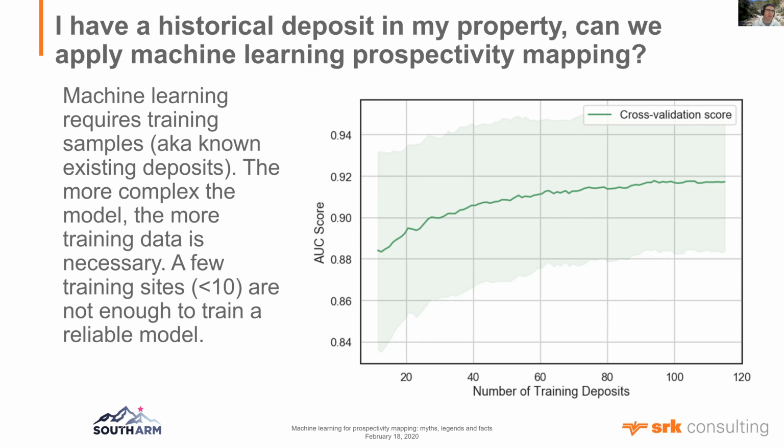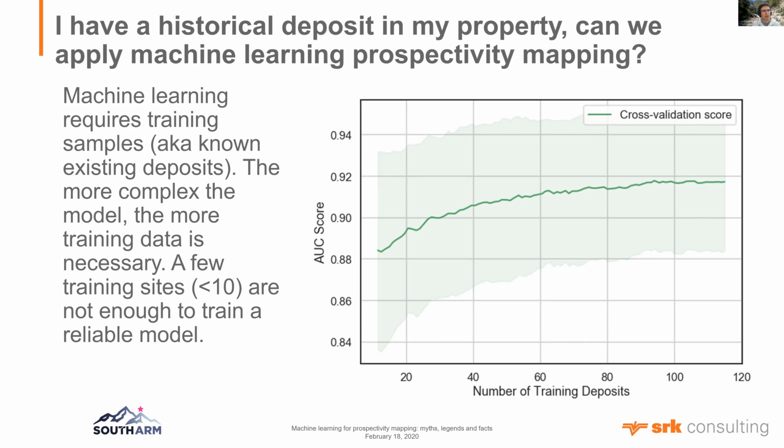And this diagram here gives a good explanation of what happens when you reduce the number of training deposits. When you start to go below 40, the AUC score will decrease quite drastically. And even if you go below 10, it will be a very, very high decrease in AUC score. So you don't want to train with few deposits, and one is definitely not enough to train.